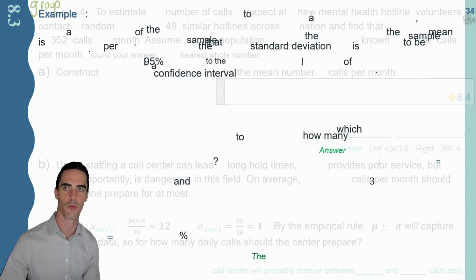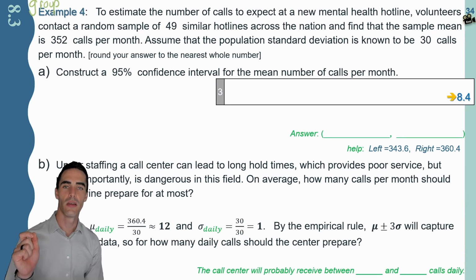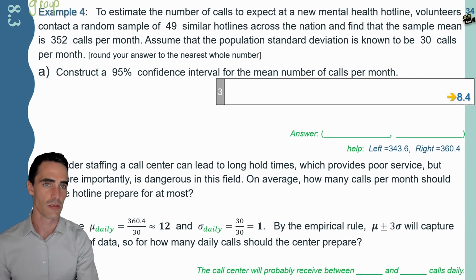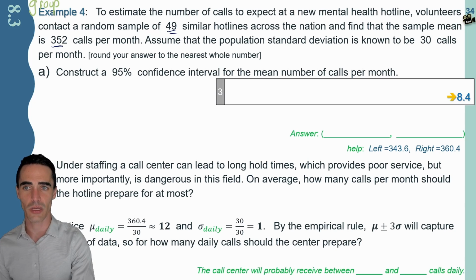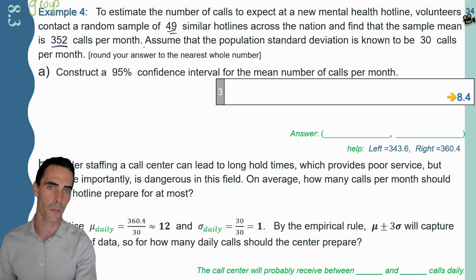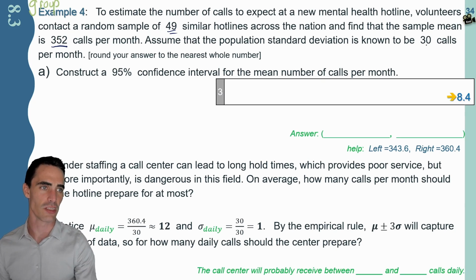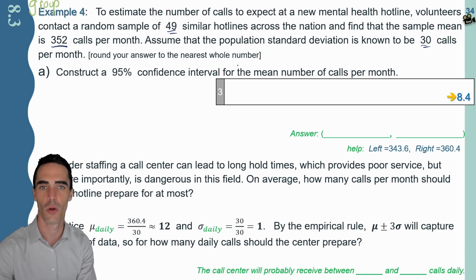All right, I got one more example for you. To estimate the number of calls to expect at a new mental health hotline, volunteers contact a random sample of 49 similar hotlines across the nation and find the sample mean is 352 calls per month. Assume that the population standard deviation is known to be 30 calls per month. We'll round our answers just to the nearest whole number.